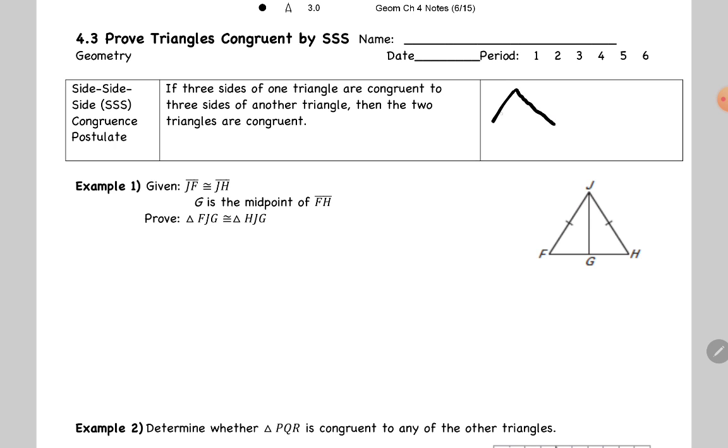Hopefully I can draw two congruent triangles. Let's pretend those are congruent. So A, B, C, D, E, F. So if this side was congruent to that side, this side congruent to that side, and the bottom is congruent to the other bottom, then I can say triangle ABC is congruent to triangle DEF.